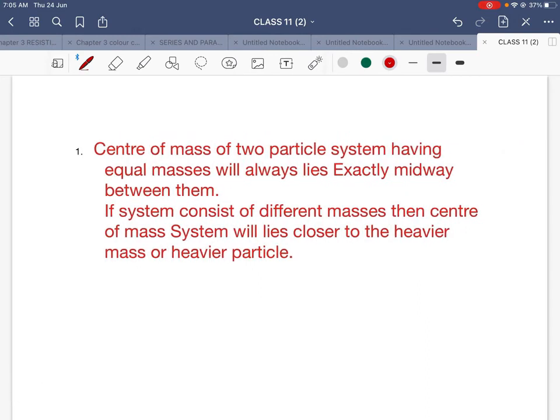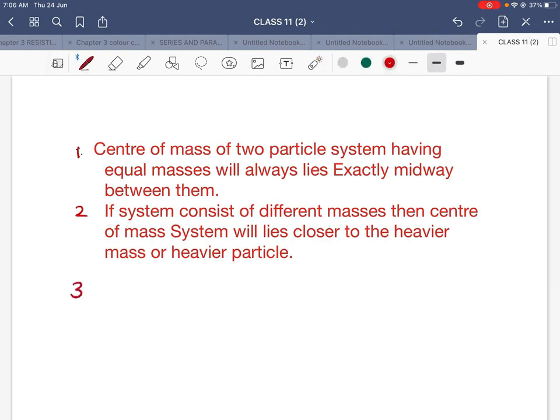At the end of this video, let us recapitulate the lesson. The center of mass of a two-particle system having equal masses will always lie exactly midway between them. Second point, what we have learned: if a system consists of different masses, then the center of mass of the system will lie closer to the heavier mass or heavier particle. The center of mass of a system lies toward the heavier mass.